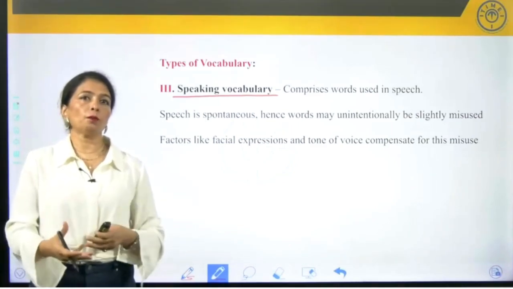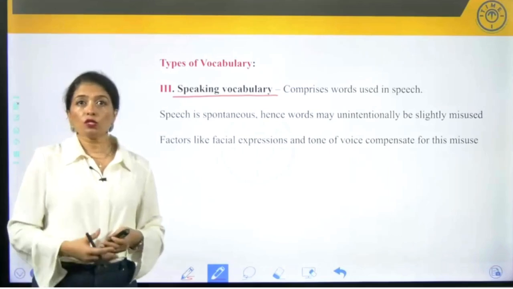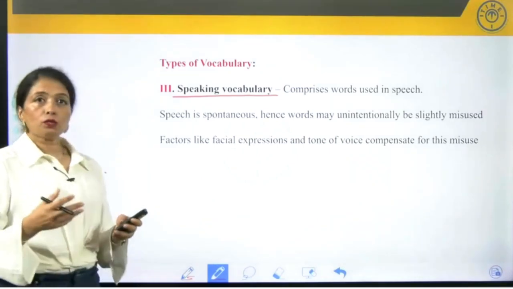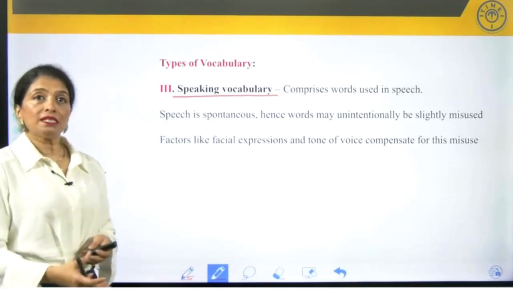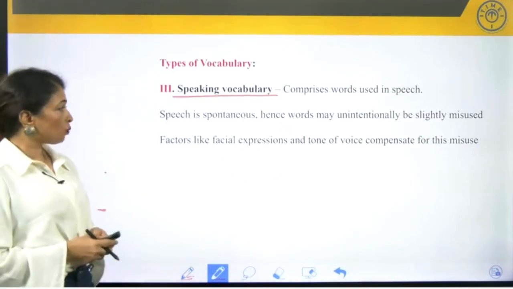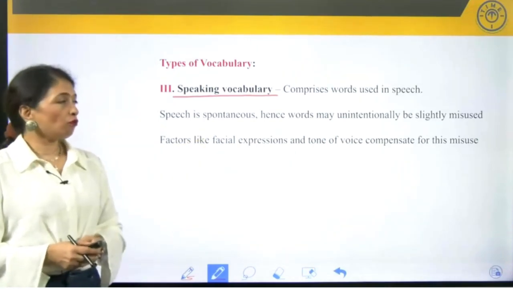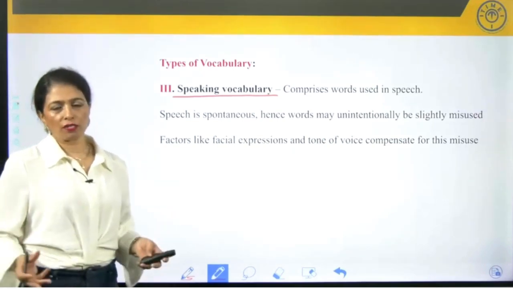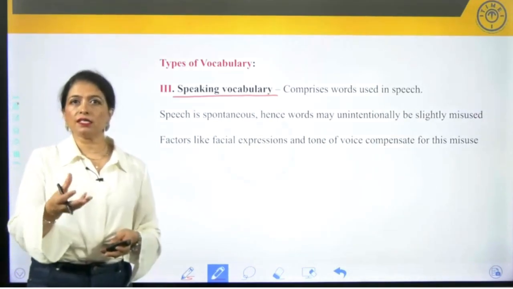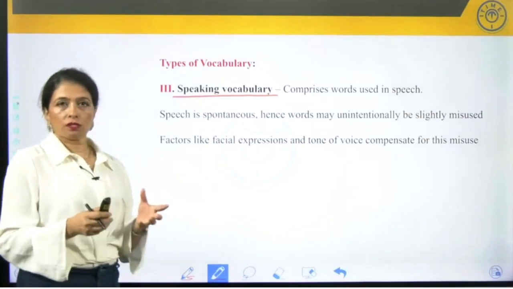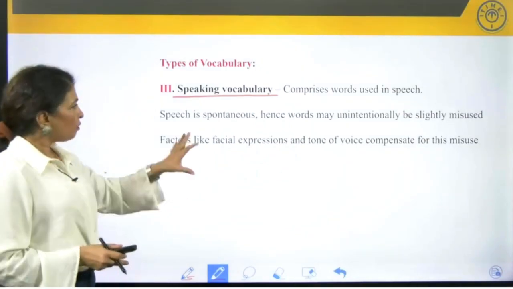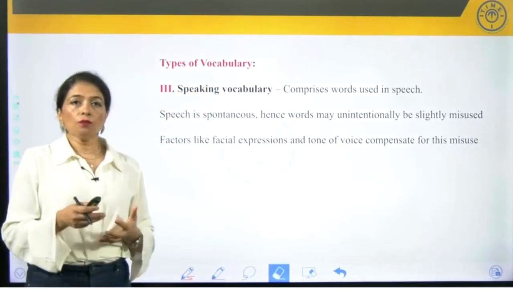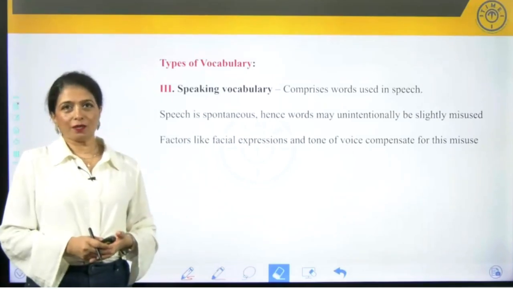So how do we overcome this kind of problem? Of course, all of us have tried it, and this is not something that is new. So there are so many other facials that can compensate and come as a saving grace. What are they? Facial expressions and tone of voice, and they compensate for this kind of misuse, which a lot of us, in fact, probably all of us at times may get into. So this zone is not new to us. Of course, the effort, the endeavor should always be to try to not get ourselves in this kind of situation.